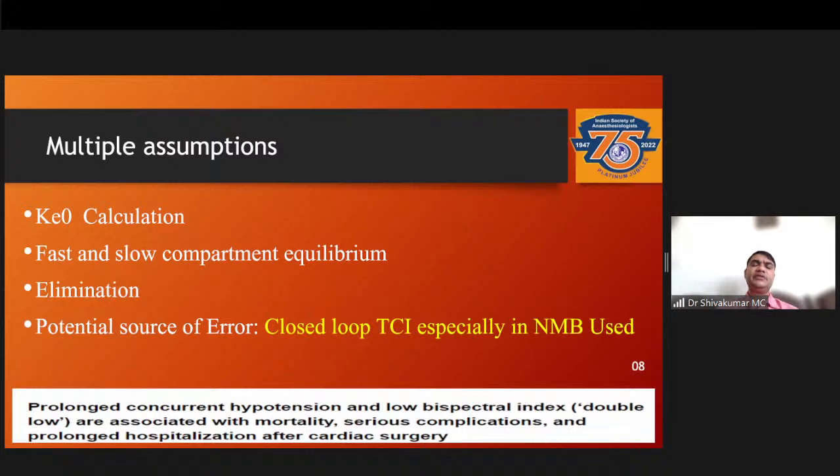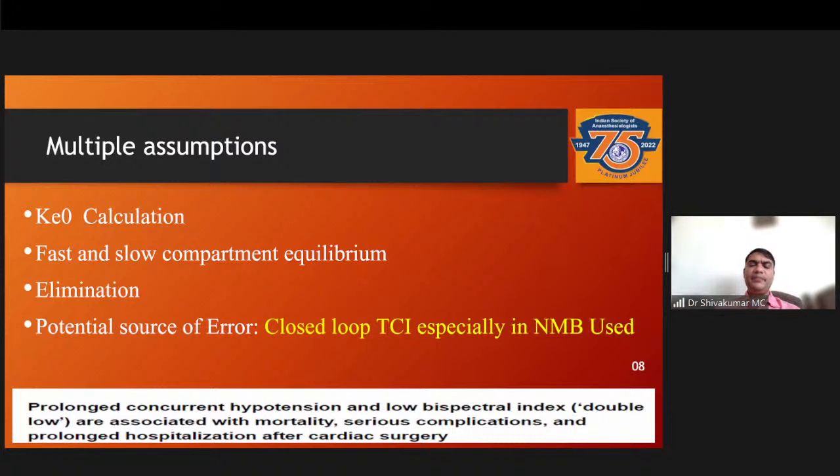So what is the disadvantage of target controlled infusion? There are multiple assumptions. The Ke0 calculation: how to calculate the Ke0? That is how much time is required to equilibrate between the effect site and the plasma site. That was initially based on clinical parameters, like how much time the patient takes to lose consciousness. Now the bispectral index or entropy is used to calculate this. But there are multiple assumptions in calculating the Ke0.